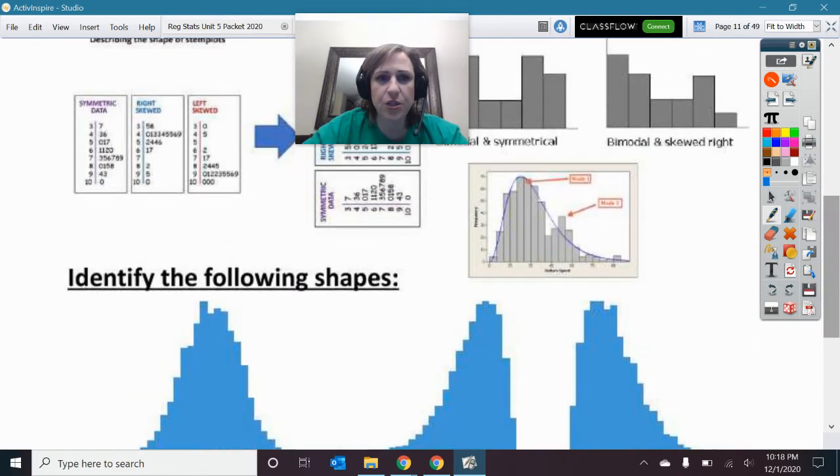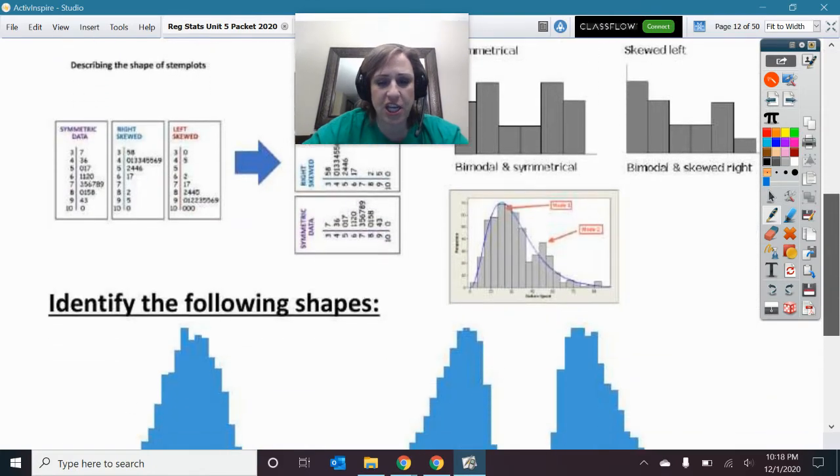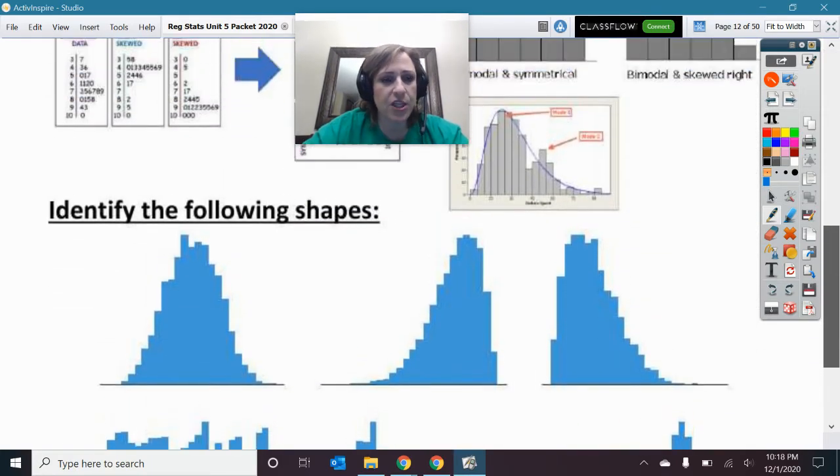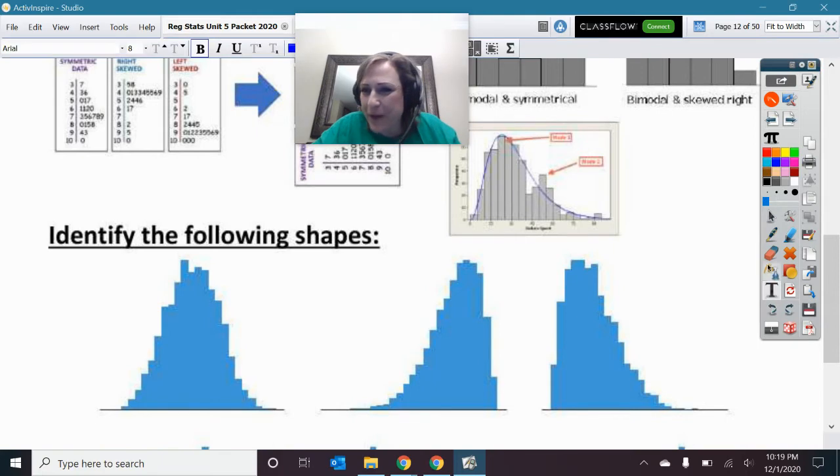So what I want you to do is come on down here to the bottom of this page and take a moment to identify these shapes. Identify them with symmetric or unimodal, uniform, symmetric. Okay, so let me say that a little better.